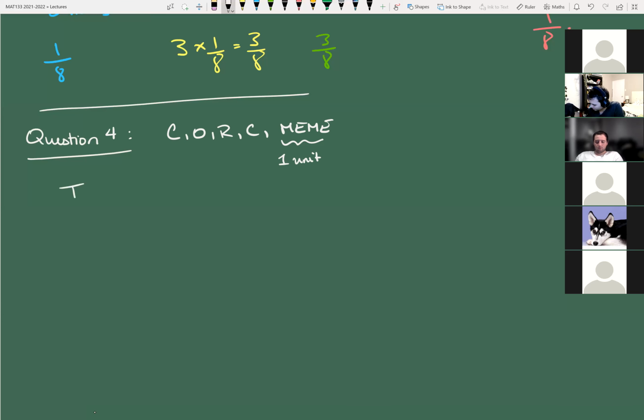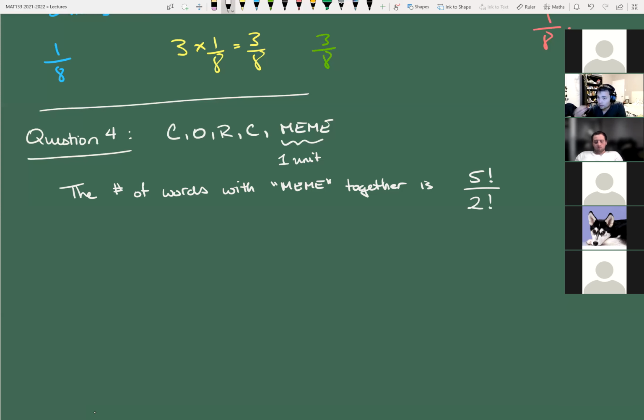So the number of words with meme together is 5 factorial, because that's the way of arranging the 5 individual letters. But we have 2 C's, right? C's are duplicate. And so in order to account for that, we have to divide by 2 factorial. So that was our answer from last week. That was the number of ways of computing the number of words that had meme in it.